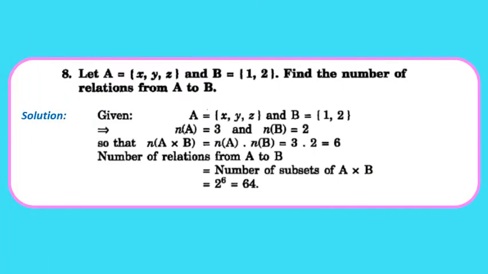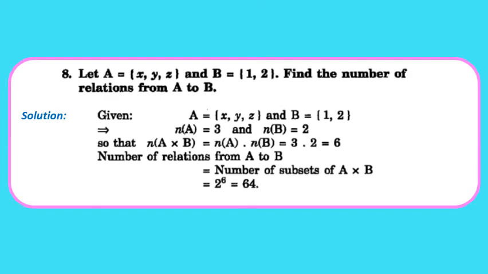Next is question number 8. Let the set A be equal to {x, y, z}, set B be equal to {1, 2}. Find the number of relations from A to B. Now A is the set {x, y, z} and B is the set {1, 2}. So n(A) is 3 and n(B) is 2. So the number of elements in A cross B, the Cartesian product, will be equal to n(A) into n(B). So 3 into 2, that is 6.